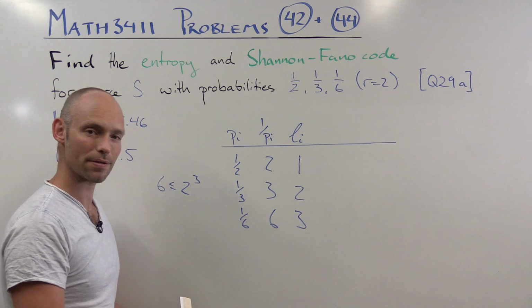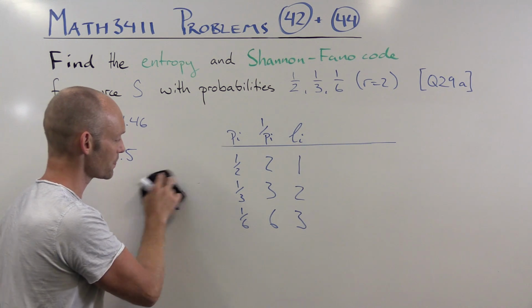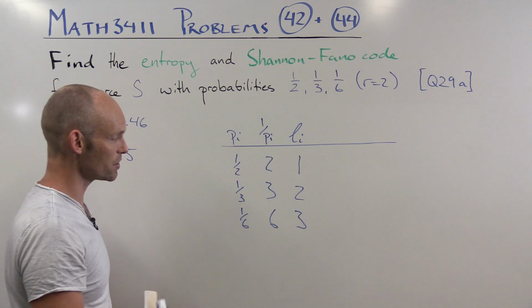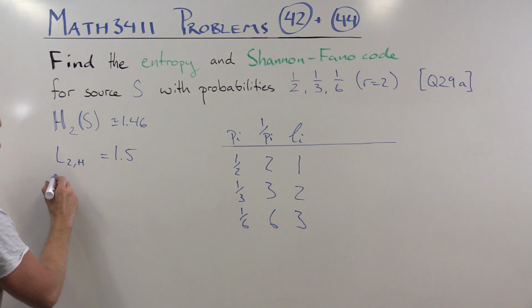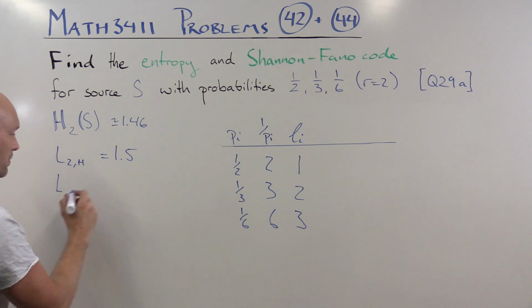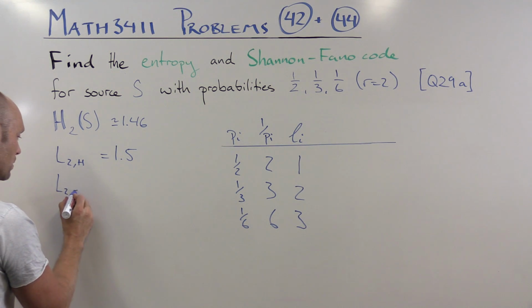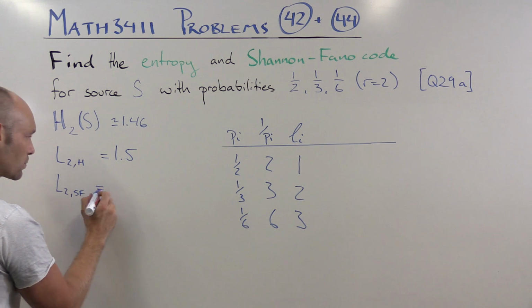Now we've found all the lengths of the code, and at this point we could calculate the average length, and that will give us some number.